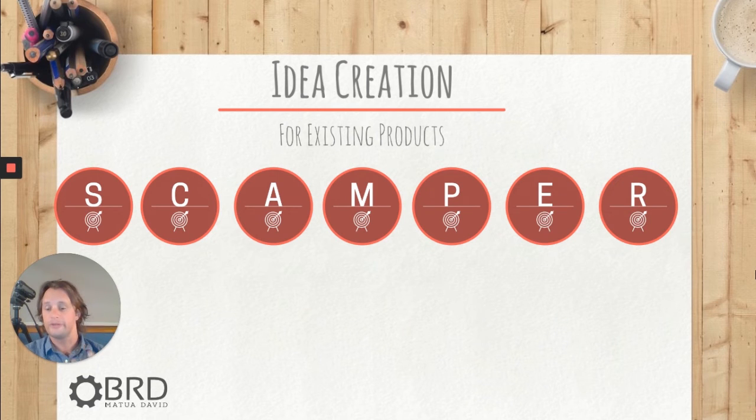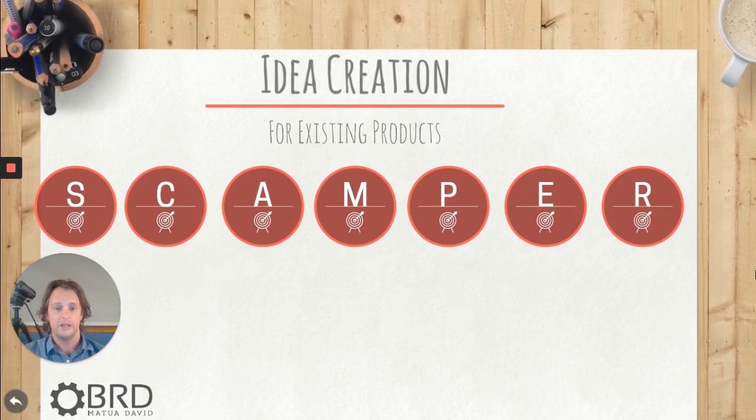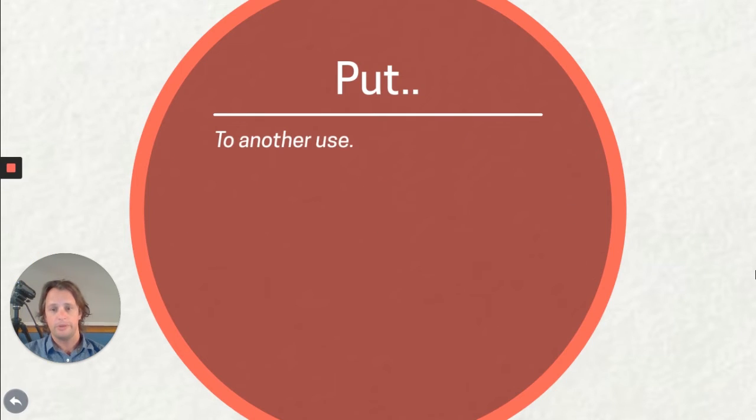So we've gone over substitute, combine, adapt, minimize or magnify, and then with P we have put. All right. What is put? How could we put it to another use? I've still got my cup here. How could I put this to a slightly better use? Or not a better use, just to a different use, right?